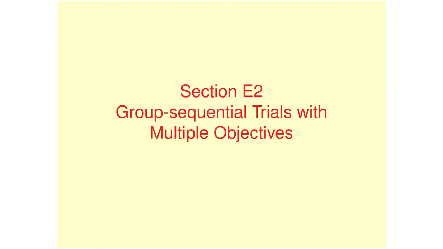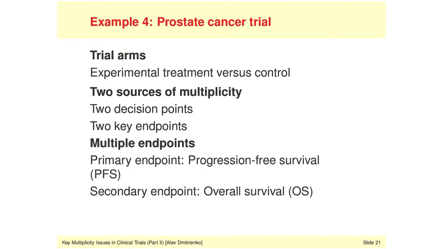Section E2, Group sequential trials with multiple objectives. We're now ready to focus on the main topic of this module, and to be able to do this, we're going to use example 4 based on a phase 3 trial in patients with prostate cancer. In this case, we're not going to assume anymore a simple group sequential design with a single objective. We're going to assume here the case of two sources of multiplicity. Those two sources of multiplicity defined on the slide are the fact that there are two decision points in this trial and there are two key endpoints that describe the efficacy profile of the experimental treatment.